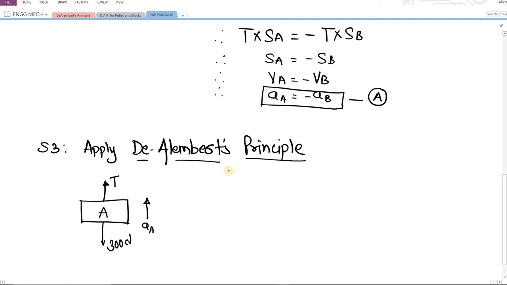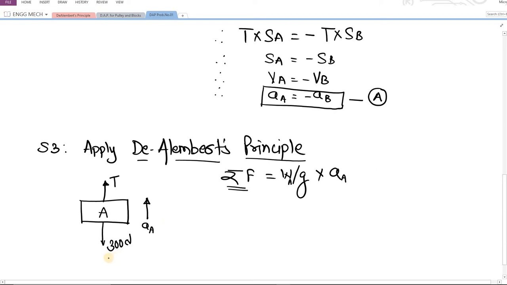Now, what is D'Alembert's principle? Summation F is equal to W by G into A. Here specifically it will be the weight of block A and the acceleration of block A. Now, what does summation F imply here? Summation F is nothing but the summation of forces in the direction of motion of the block, and we can see that force T, the internal force T, is in the direction of motion of block A.